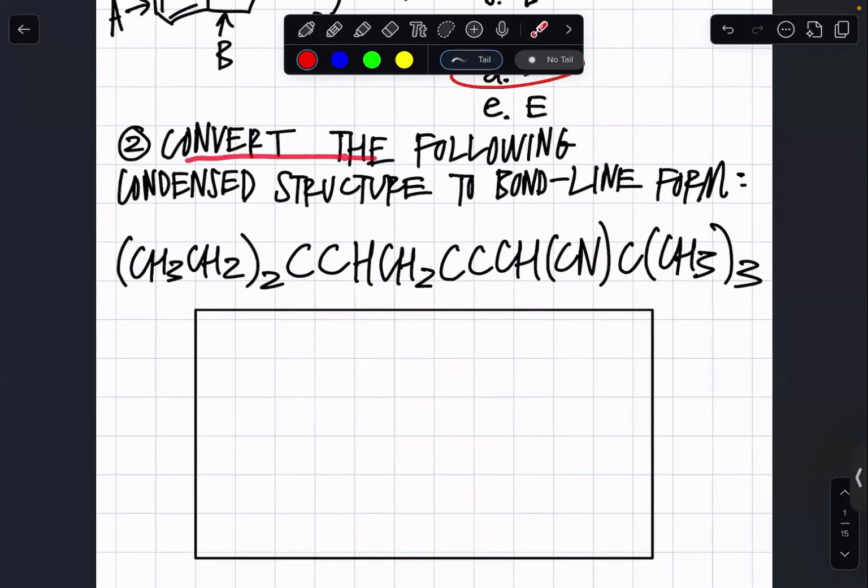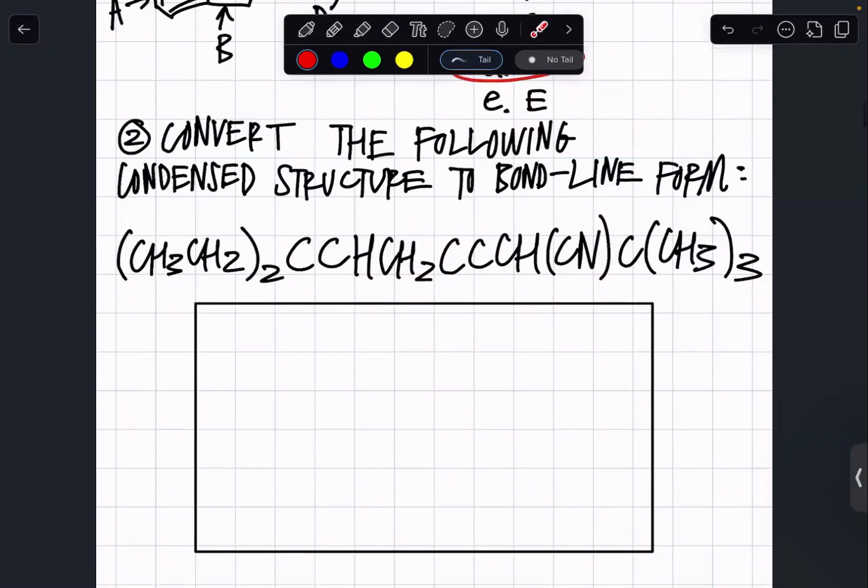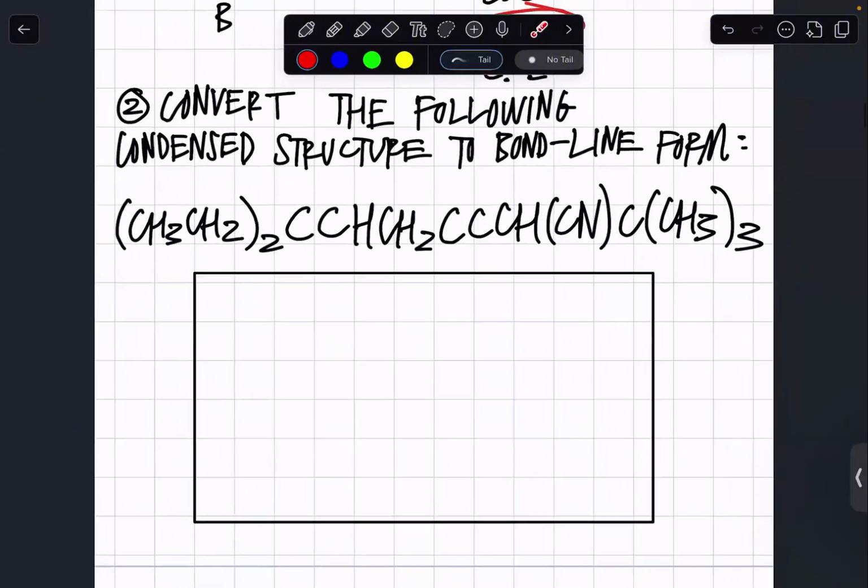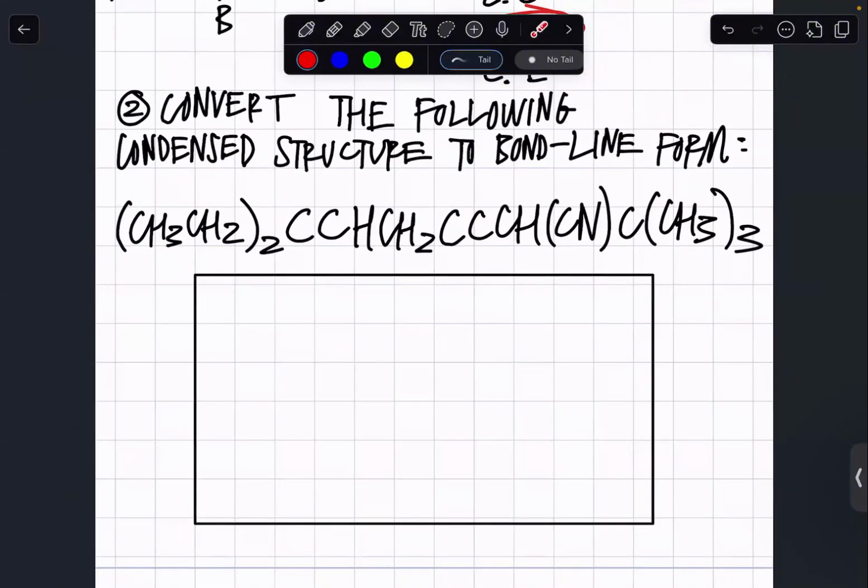Okay, this one is: convert the following condensed structure to bond line form. You could describe to me how you would convert this condensed structure into bond line form. Okay, hold on, let me draw it quickly. And then you could screenshot it and send it to me so that I could see it. Oh yeah, that works. Would that be easier?